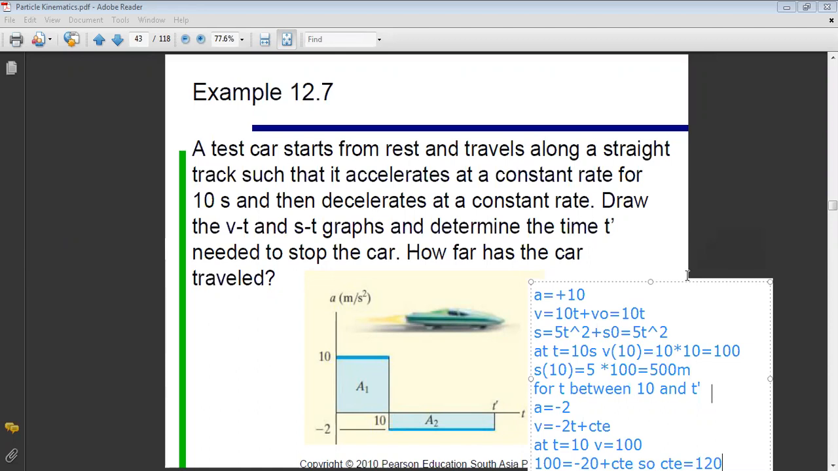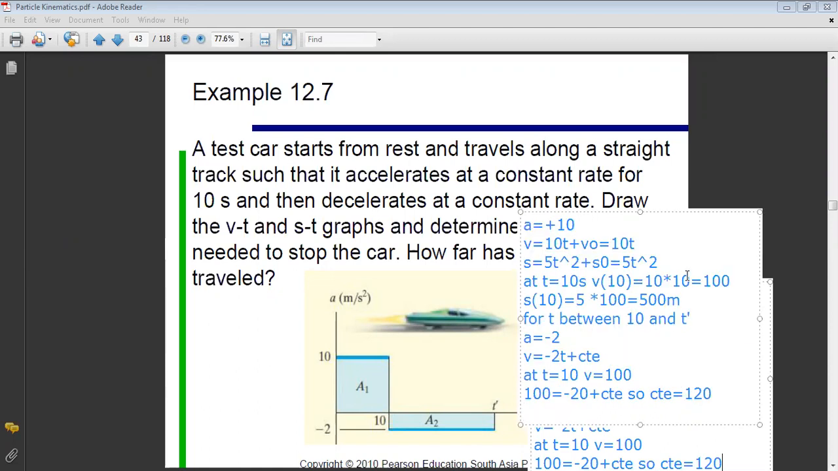Now, the second step is to find S. So now for S, I integrate the expression. So I have minus t squared plus 120t, so S equals minus t squared plus 120 times t plus a constant.